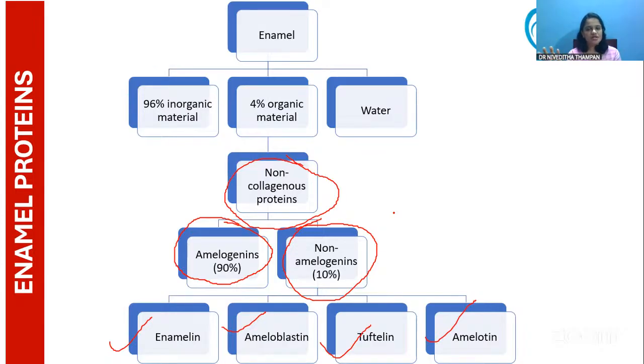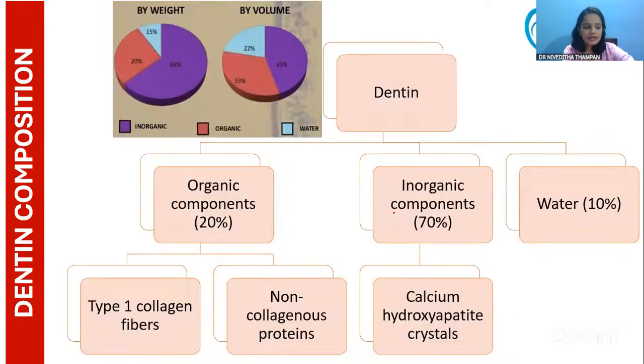When you study amelogenesis imperfecta, you will be dealing with this in detail. There can be gene mutations like the AMELX gene mutation or ENAM gene mutation that can result in the hypoplastic type or the hypomaturation type of amelogenesis imperfecta. Like that, you will study in more detail. Know that the non-collagenous proteins like the amelogenins and non-amelogenins contribute to enamel formation.